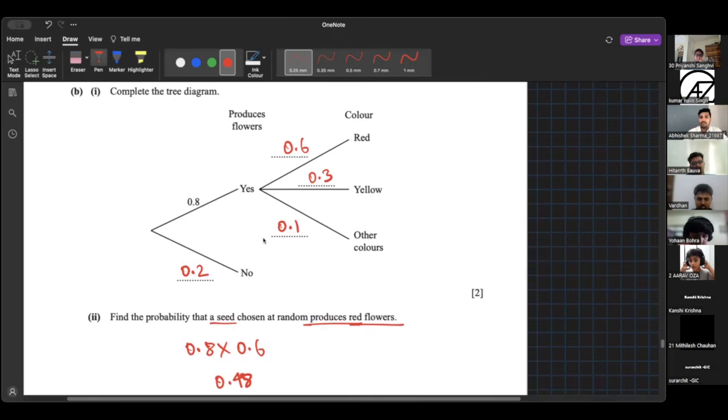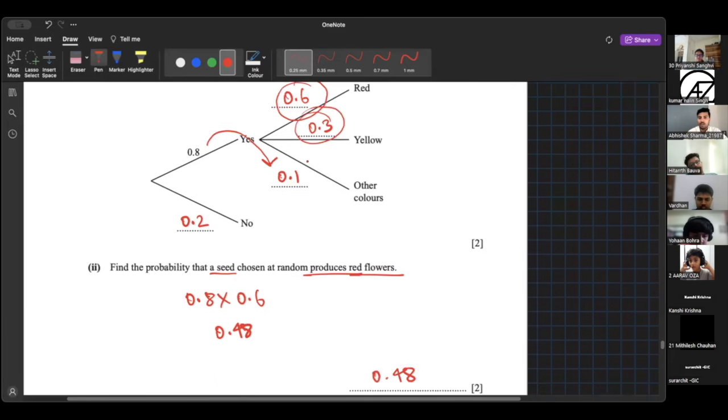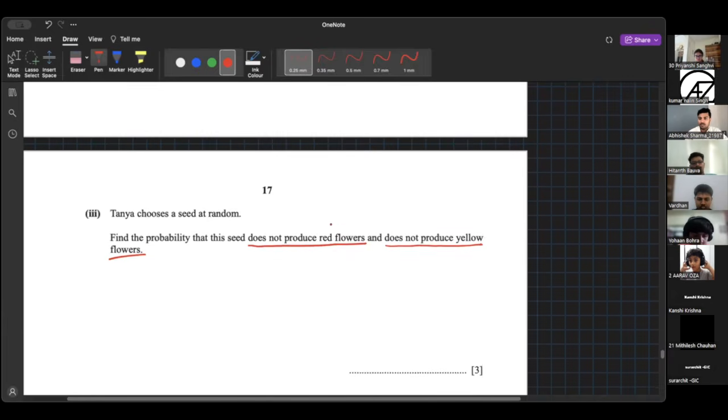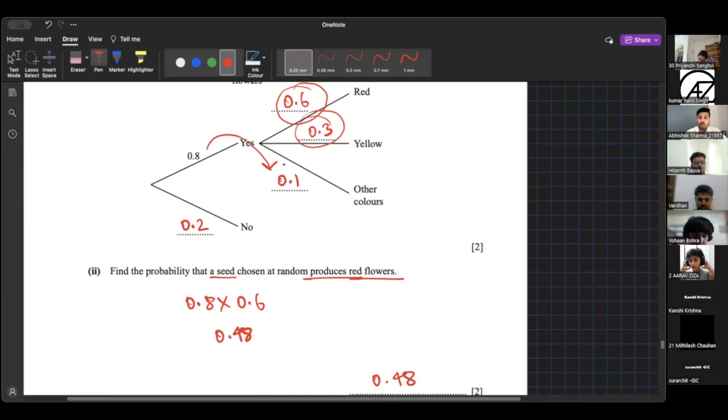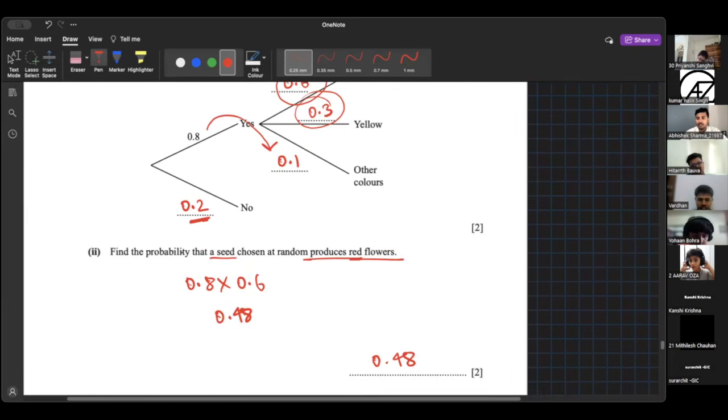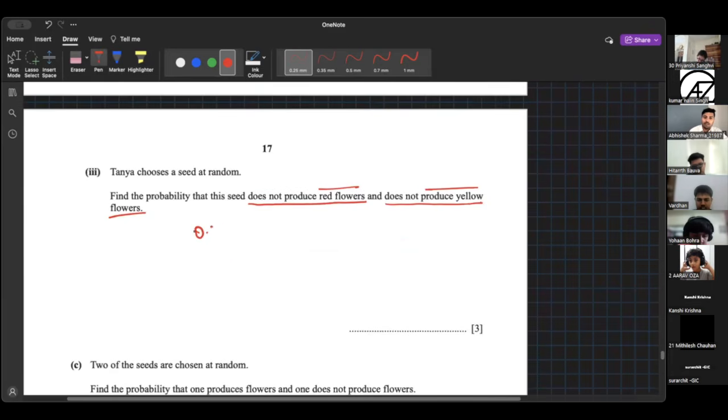First condition is it produces flowers and the other color, right? Because we don't have to consider red and yellow. Red we don't have to consider, yellow we don't have to consider. So the first case is 0.8 and 0.1. Second case is only 0.2, right? So it will be 0.8 multiplied by 0.1 or, means addition, 0.2. So this is going to be 0.08 plus 0.2, which is 0.28. That's the answer. Clear?